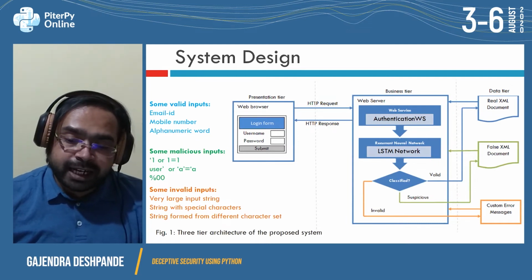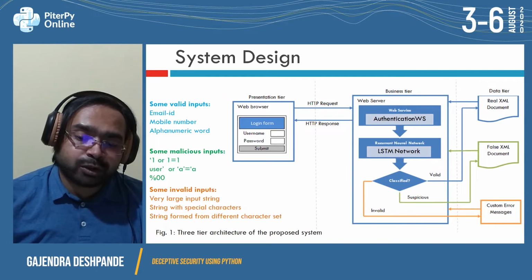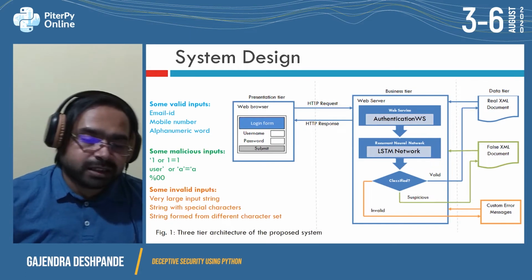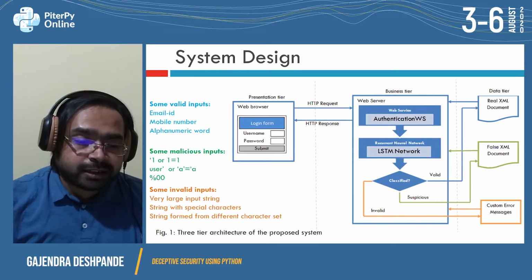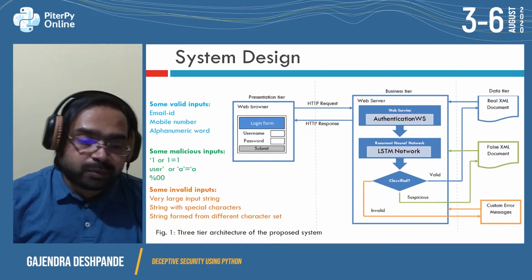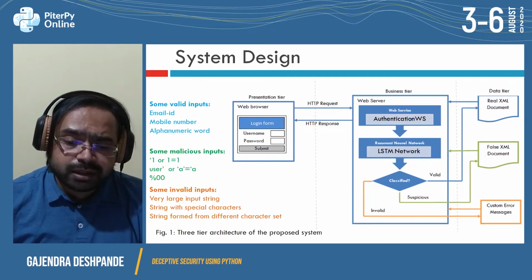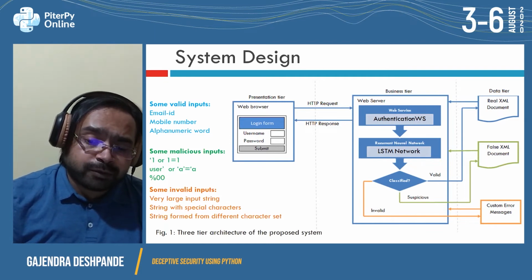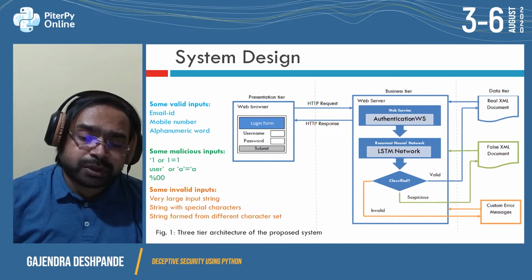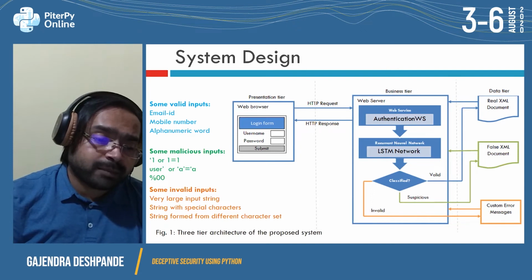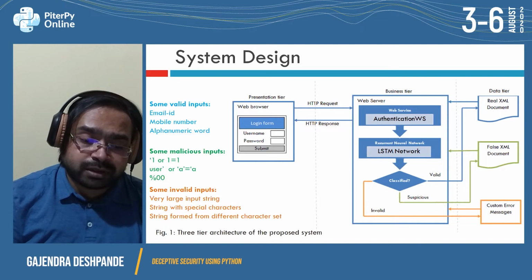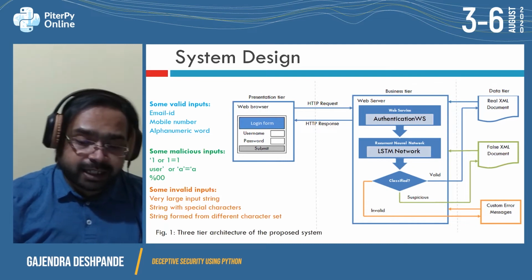So in the data tier, we have 3 types of data. One is the real XML document, second one is the fake XML document, and third one is the custom error messages. Now, when the user enters valid inputs, it's going to serve the real XML document. When the user inputs malicious input, it's going to return the data from the fake XML document. When the user enters invalid input, it's going to return custom error messages. Some examples for each of these cases: valid input, malicious input, and invalid input have been mentioned on the left side of this slide.